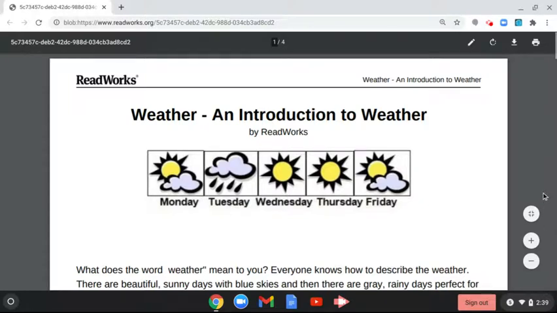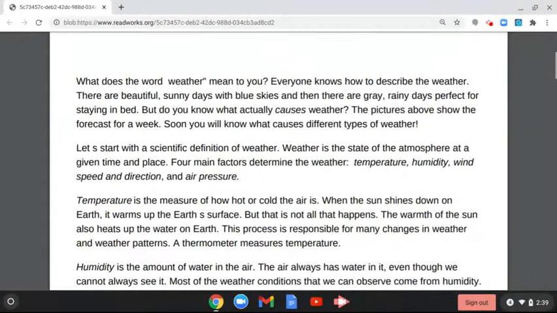Okay, so today you're going to be listening to an article from ReadWorks called Weather, an Introduction to Weather. What does the word weather mean to you?